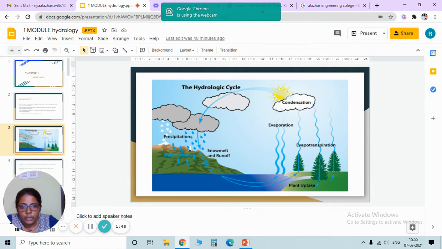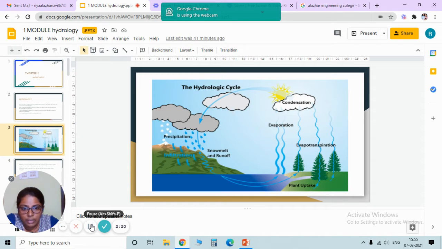In this picture, you can see there are many terms like evapotranspiration, evaporation, condensation, snow melt and runoff, infiltration, precipitation, and so on. I'm sure you know what evaporation, transpiration and condensation are. Maybe some of you may know what precipitation is also. So first, let's see. A circle doesn't have any starting point or ending point. To explain, I will start with the ocean.